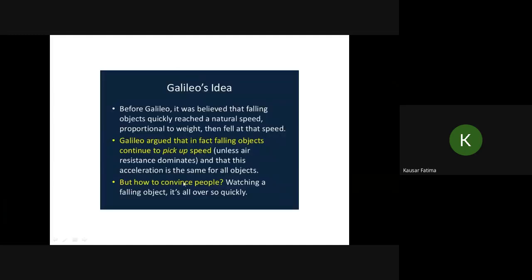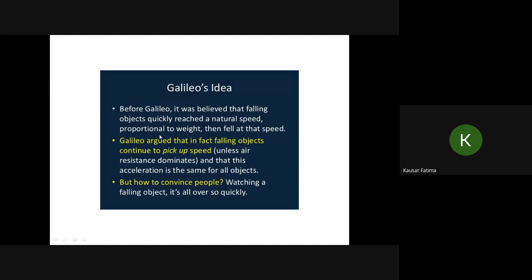So here we have Galileo's idea. Galileo was a scientist, and before him it was believed that falling objects quickly reached a natural speed proportional to weight, then fell at that speed. So Galileo argued that in fact falling objects continue to pick up speed unless air resistance dominates, and that this acceleration is the same for all the objects.